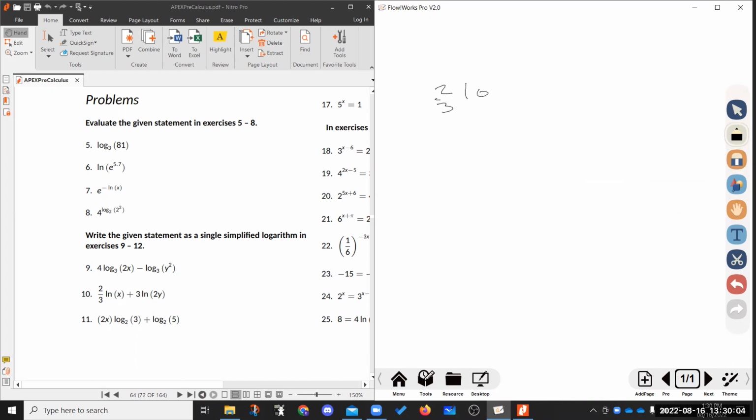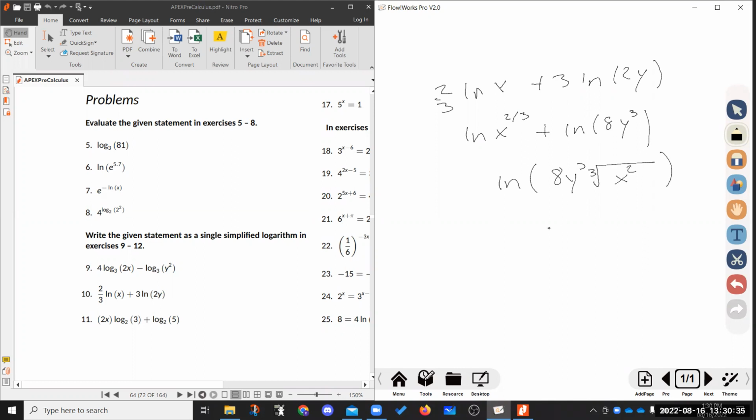2/3 ln of x plus 3 ln of 2y. So this is going to be ln of x to the 2/3 plus ln of 8y to the 3rd. So this is going to be ln of 8y to the 3rd cube root of x squared. x to the 2/3 is the same as cube root of x squared.